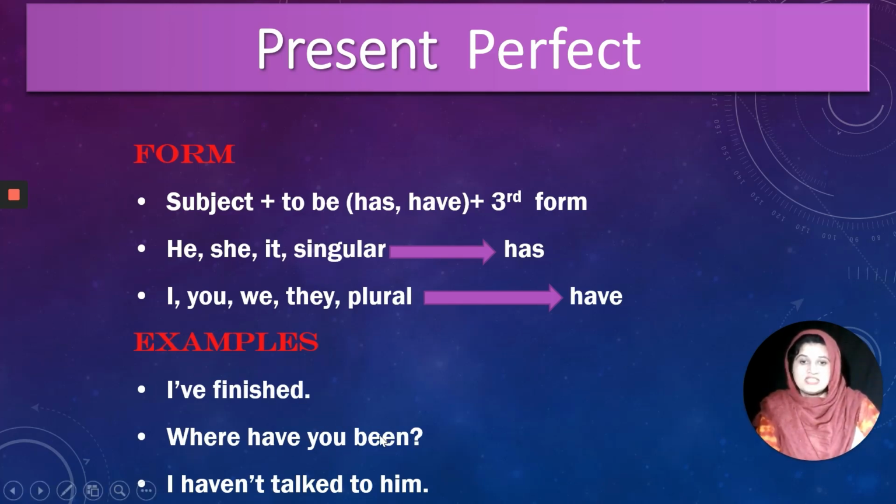This is a question statement. Where have you been? Or if we make this sentence into a question, have I finished? Question mark, right? So you can see we add have at the start, then the subject and then the main verb. Then one more example of a negative sentence.